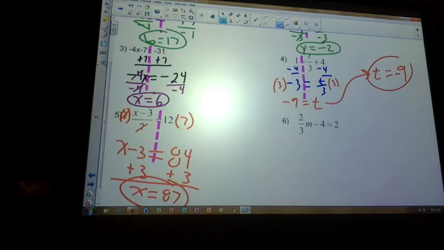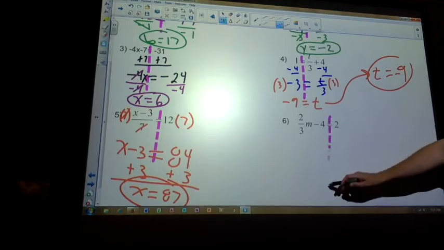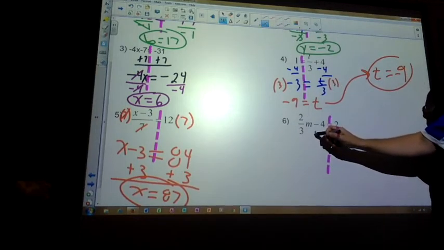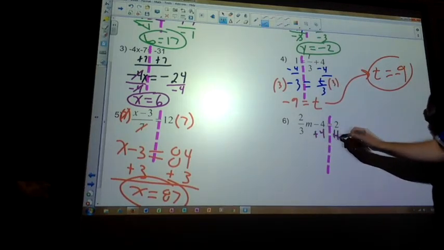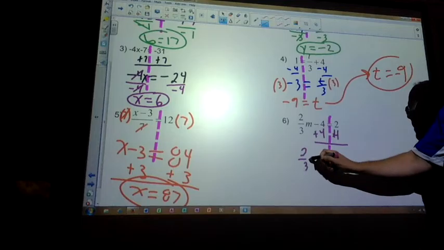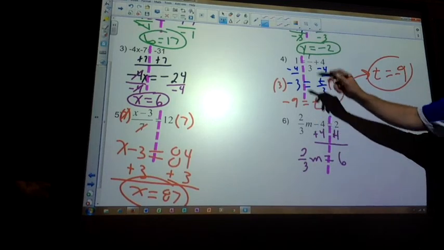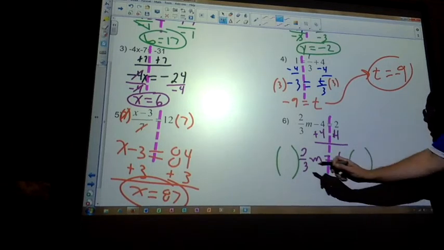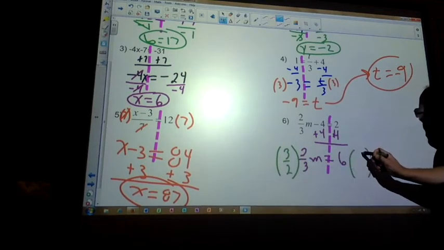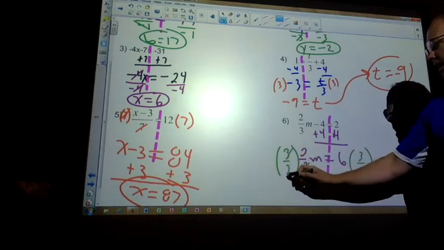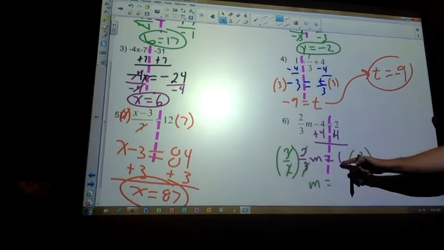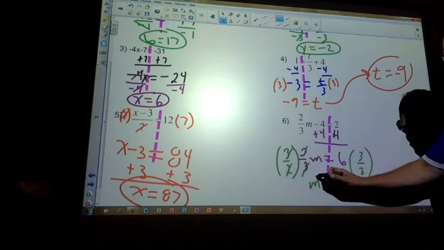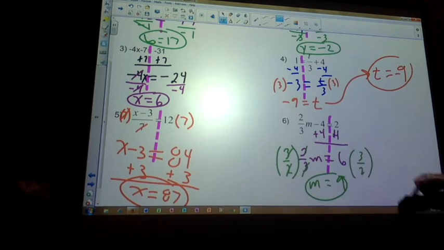Almost there. What did I do? Add 4. Good. 2/3 m equals 6. What should I do? Multiply by the reciprocal. What's the reciprocal of 2 over 3? 3 over 2. That cancels. M equals 3 times 6 is 18, 18 over 2 is 9. Or I could have gone 2 into 6, 3 times 3 is 9.